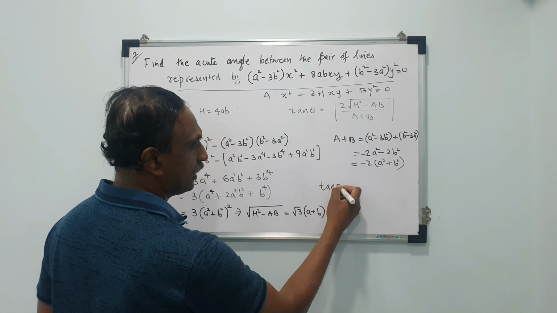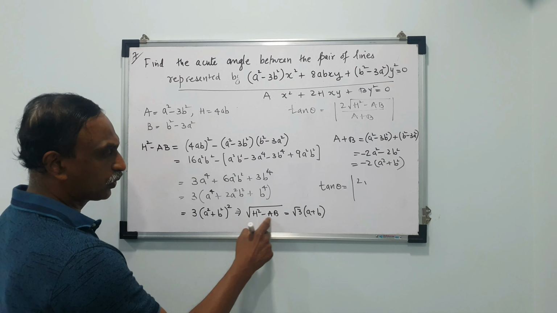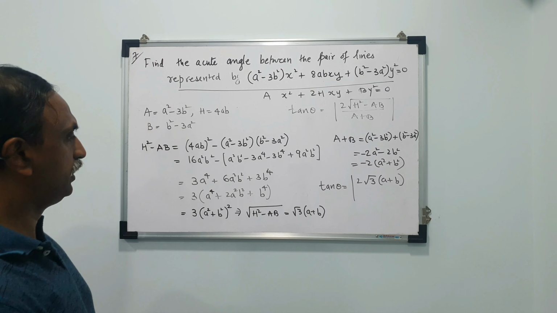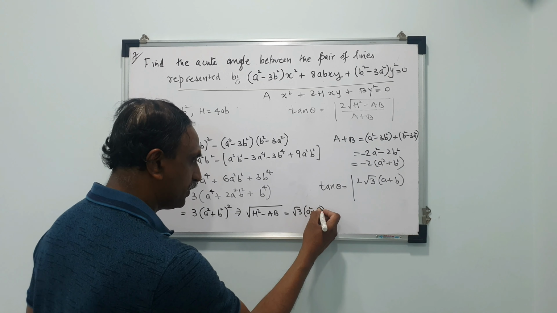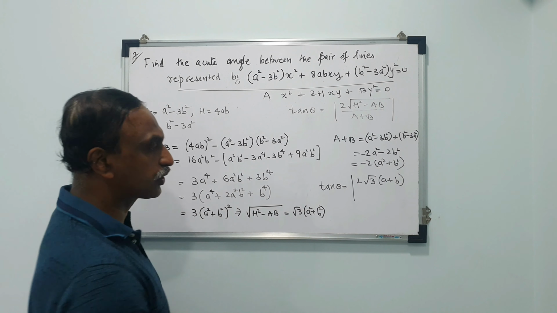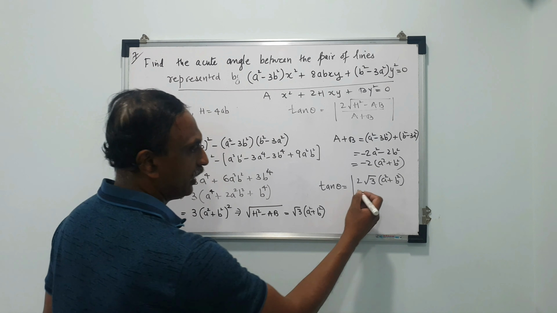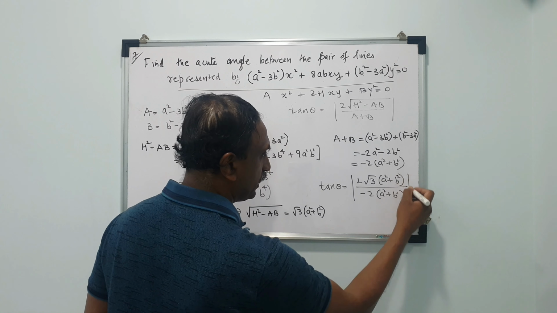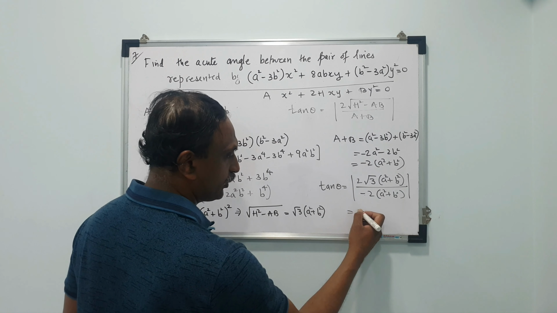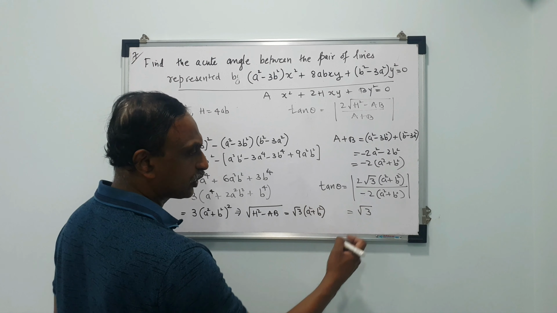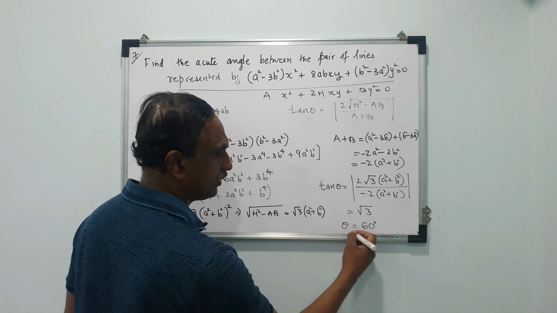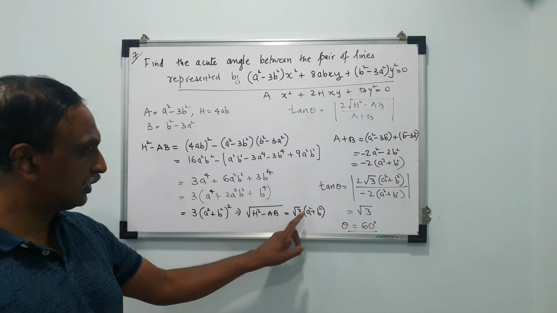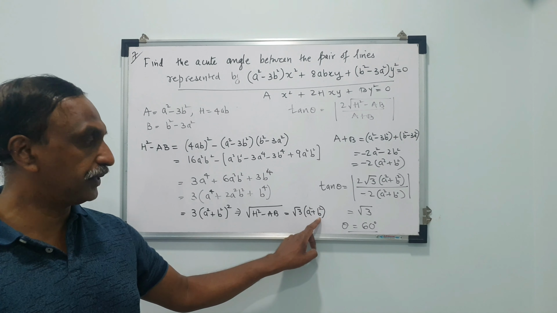Therefore, tan theta will be 2 root h square minus ab, which is root 3 into a square plus b square, so you will get a square plus b square here, divided by a plus b, which is minus 2 into a square plus b square within the modulus. So this doesn't matter. Cancel. So you get root 3 as the answer. So tan theta is root 3. So theta is equal to 60 degrees. This becomes your final answer. So be careful here. When I took the square root, it is root 3 into a square plus b square, not a plus b.